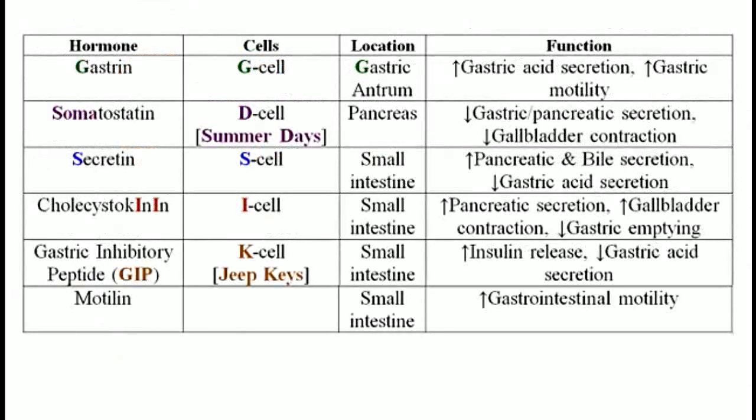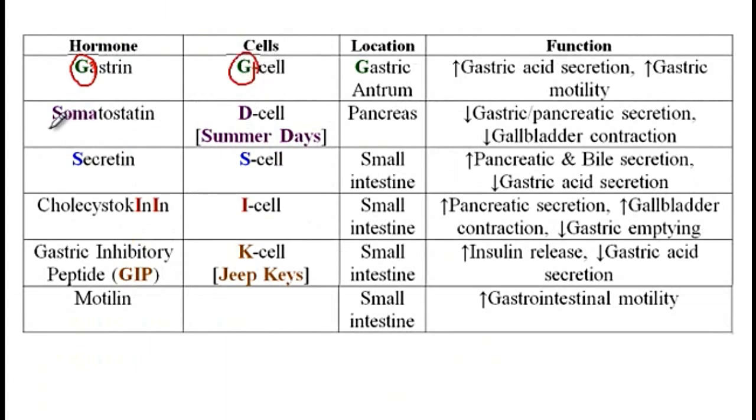So first, starting with different hormones, the first point that you will have to know here is which of these GI cells are producing the hormones that are listed here. So I've come up with a mnemonic to make it easy for you. With the gastrin, it's easy. Gastrin is being produced by the G cells.